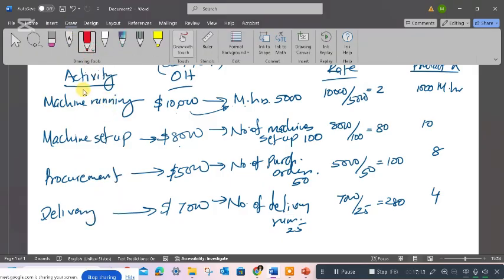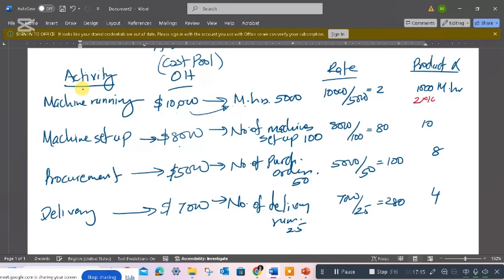You have got the rate as 2,000 for machine hours. Got the rate as 8, 10 machine setups, 800. You got the rate as 100, 8, 800. 280 into 4, 120. Then you can find the total overhead for this product. Similarly, for each product you can do this calculation.